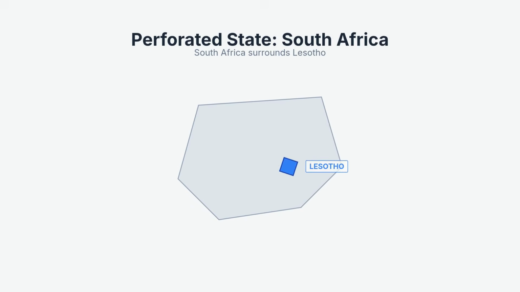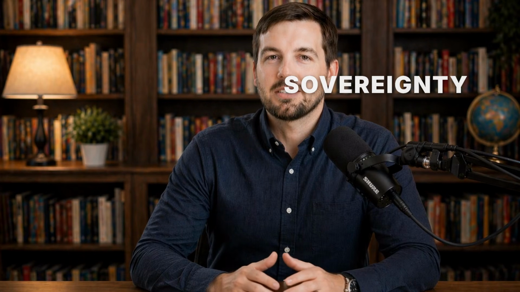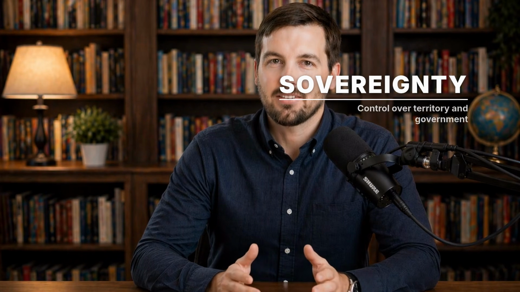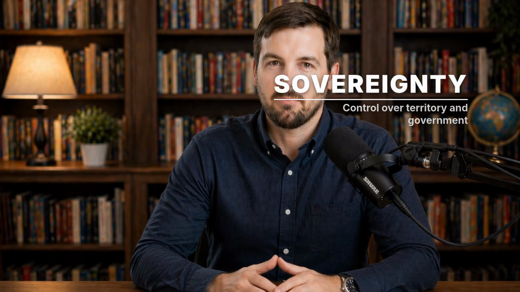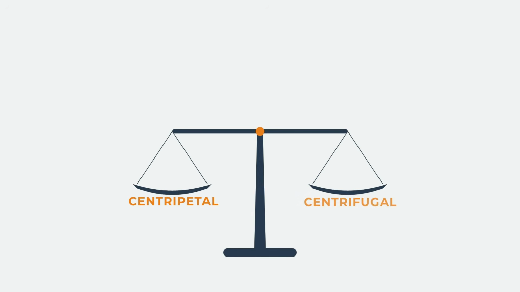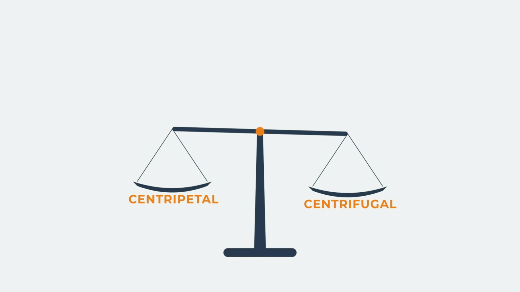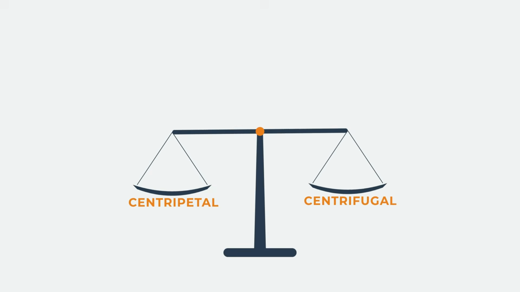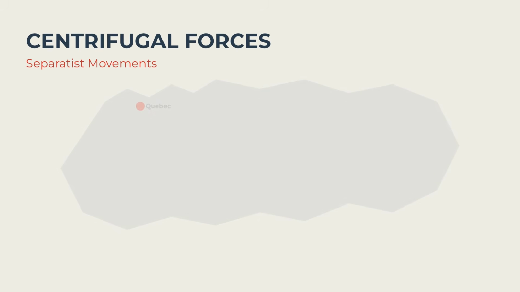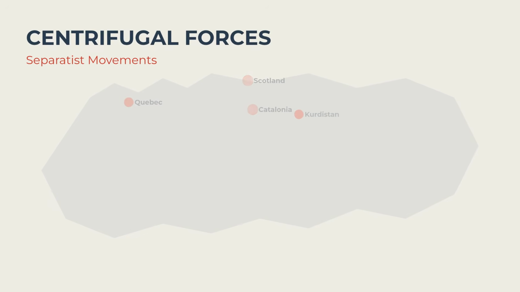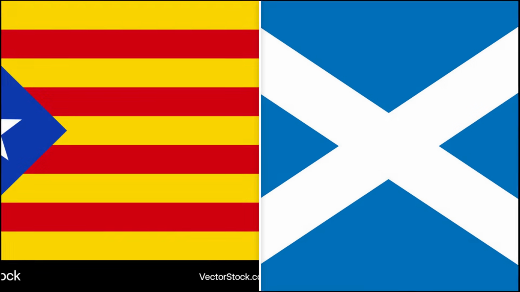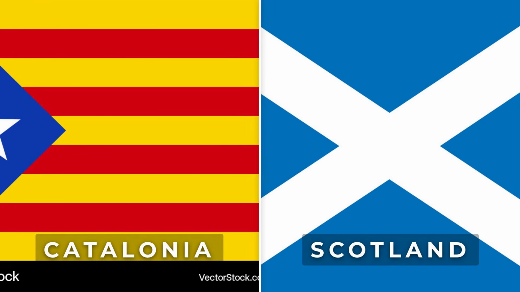South Africa surrounds Lesotho. Another important term is sovereignty, which means a state has control over its own territory and government. However, sovereignty can be challenged. Centripetal forces are forces that unite a country. Centrifugal forces divide a country, such as ethnic conflict, poverty, or separatist movements. For example, Spain has dealt with independence movements in Catalonia. The United Kingdom has had debates about Scottish independence.